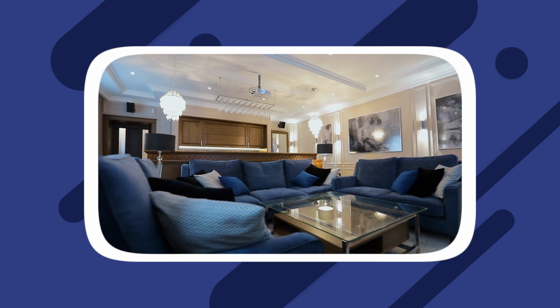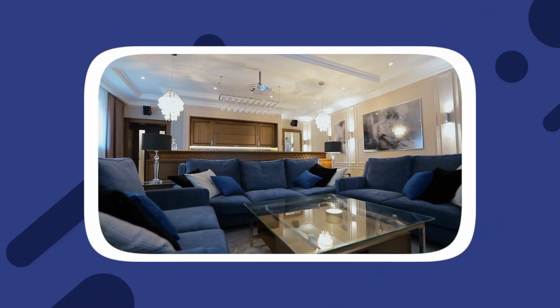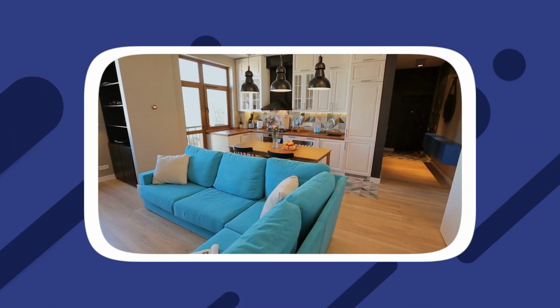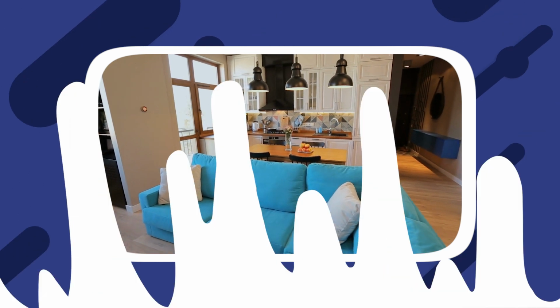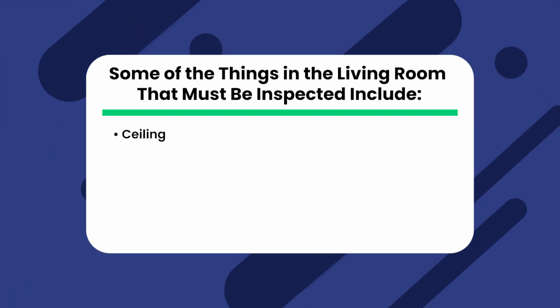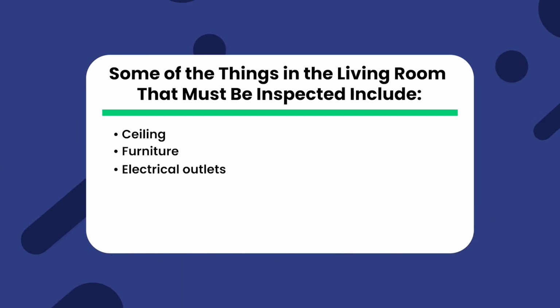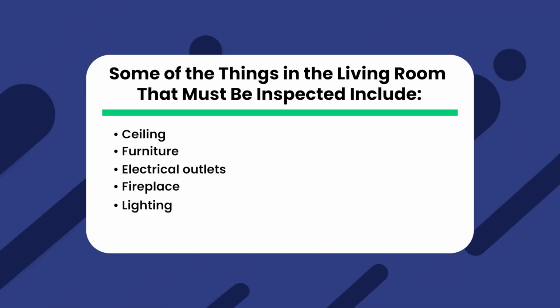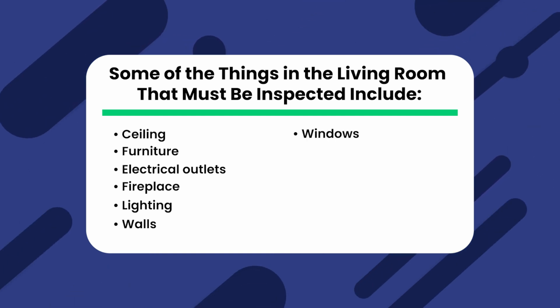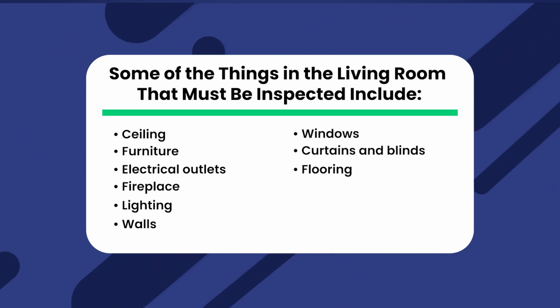The living room, just like the entrance, is one of the places with the most exposure. This means that it must always be very closely inspected in the rental property checklist. Some of the things in the living room that must be inspected include ceilings, furniture, electrical outlets, fireplace, lighting, walls, windows, curtains and blinds, and flooring.